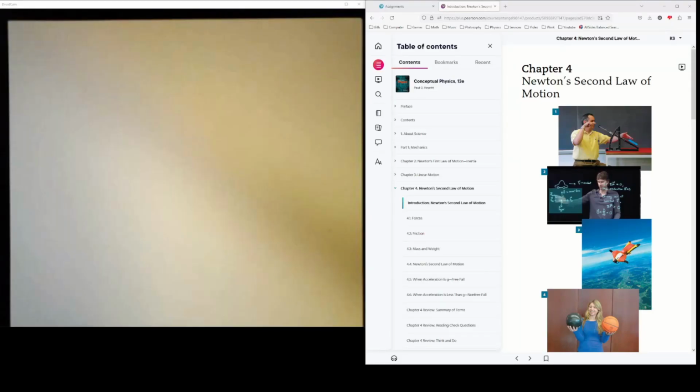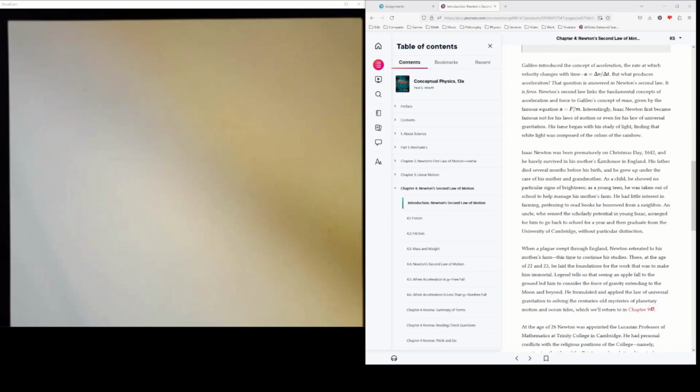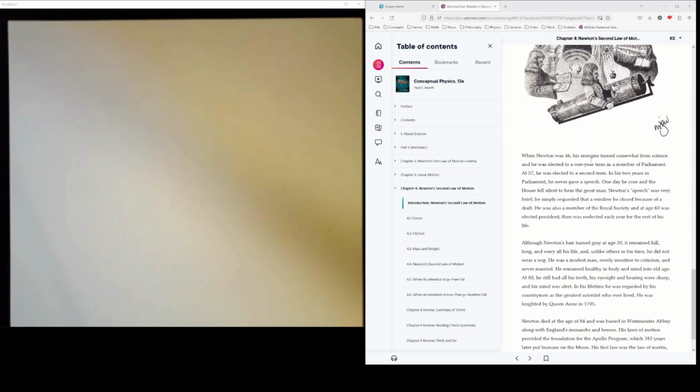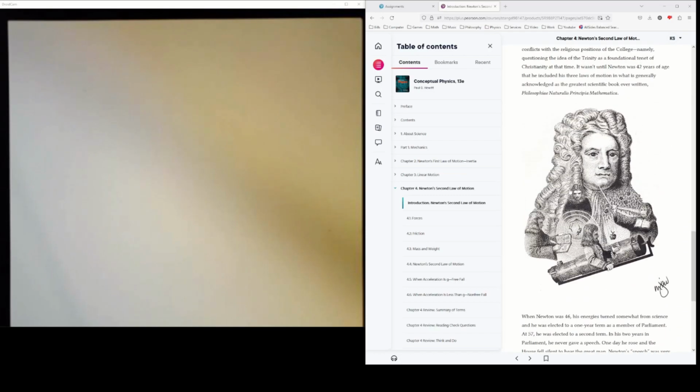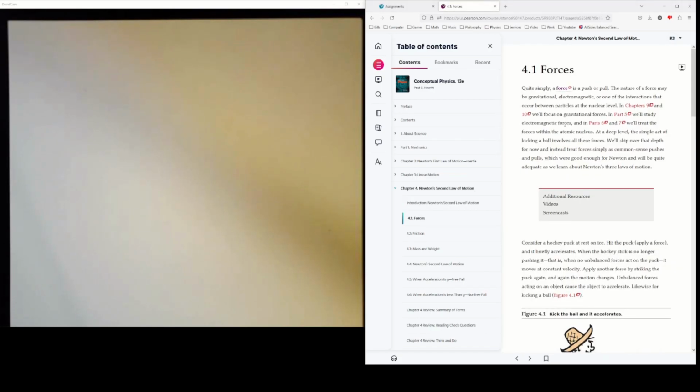All right, so lecture 3 covering chapter 4. And this is where we get into Newton's second law. The intro here is just talking about some history of Newton. But we'll check out what comes next.